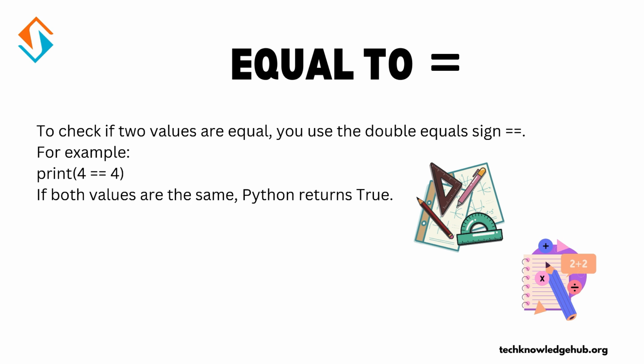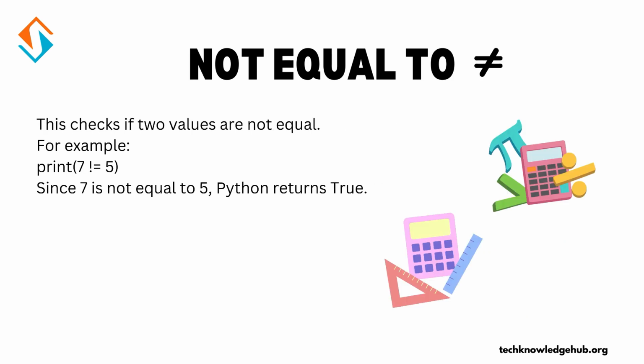Third is equal to. This checks if two values are equal. We use the double equal sign. For example, print 4 is equal to 4. If both values are the same, Python returns true. Fourth is not equal to. This checks if two values are not equal. For example, print 7 is not equal to 5. Since 7 is not equal to 5, Python returns true.